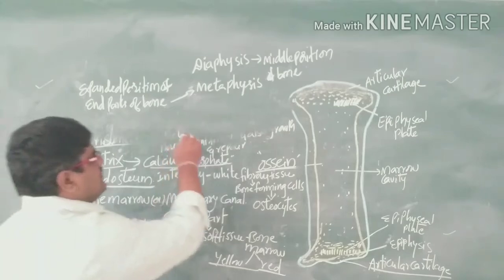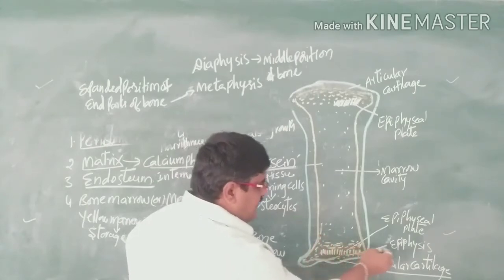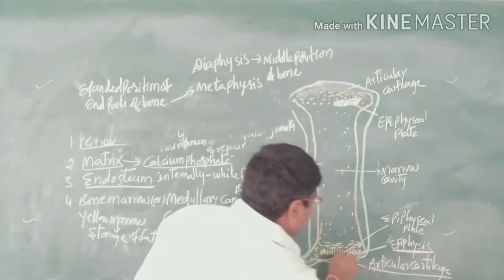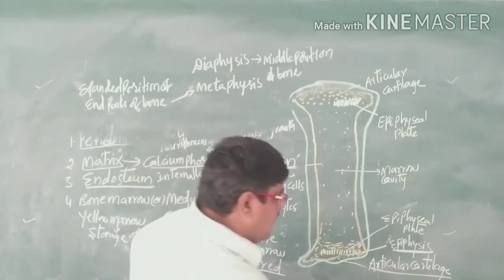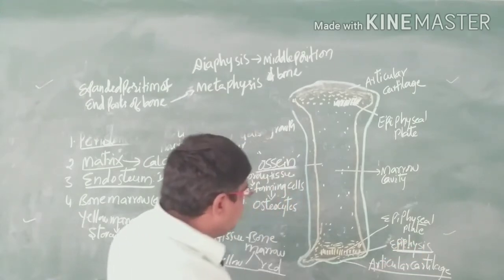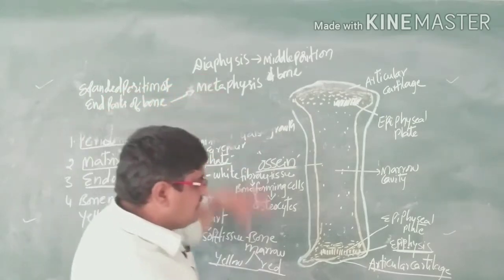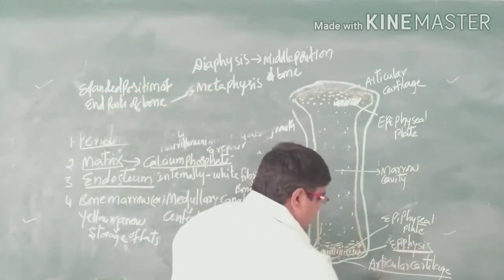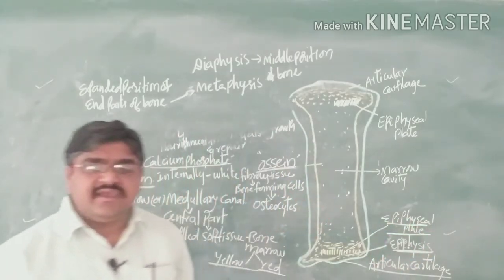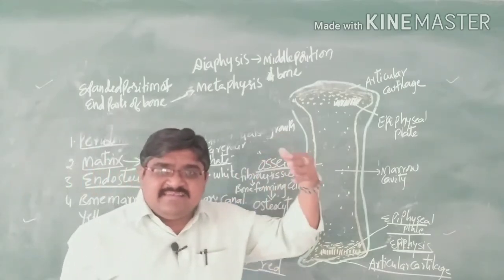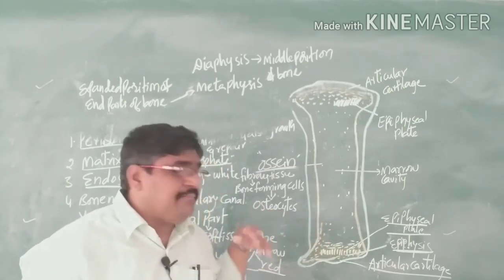So above it, the expanded cap-like structure which is presenting, we can call as an epiphysis, and the expanded portion of the end parts of the bone is called as the metaphysis. So in between the epiphysis and metaphysis, here it consists of epiphyseal plates.